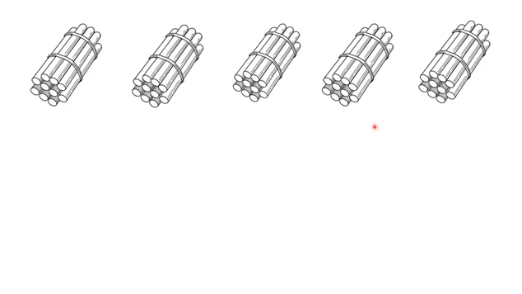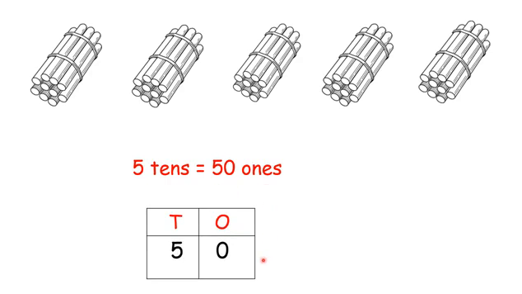Now children, we have 5 bundles here. And each of these bundles has got 10 sticks. It's all tied up. This is 1/10, 2/10, 3/10, 4/10, 5/10. Can you say that? 5/10. Now this 5/10 is equal to 50 ones. And this is the way we write 50. 5 under the tens column and 0 under the ones column.